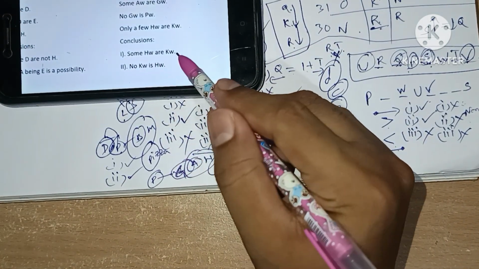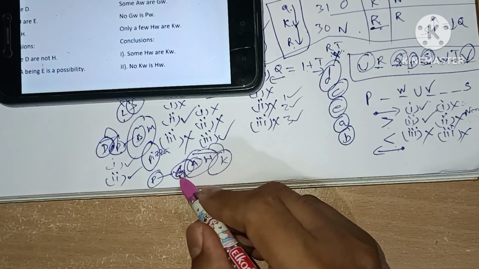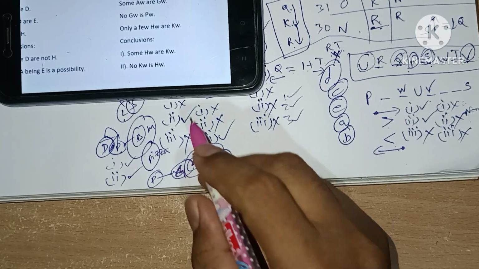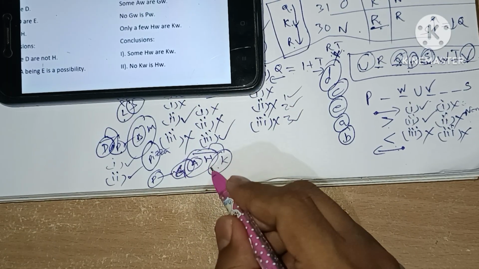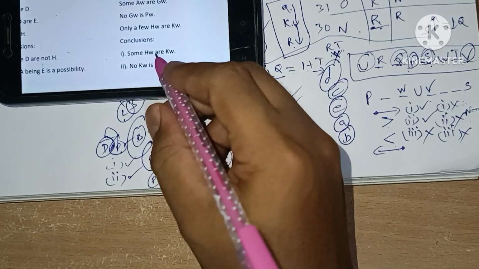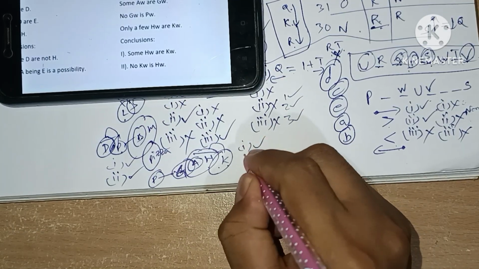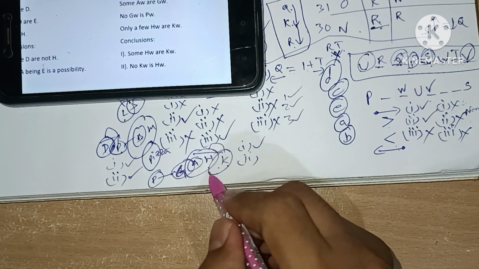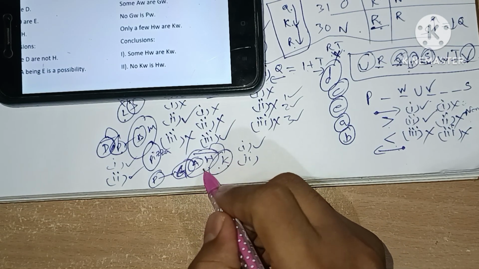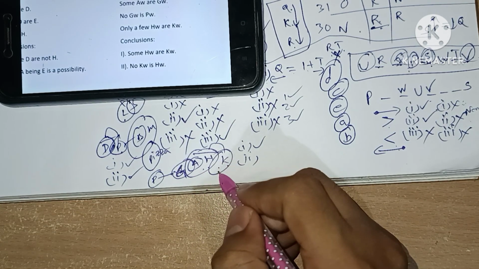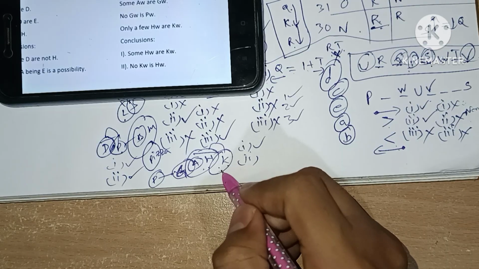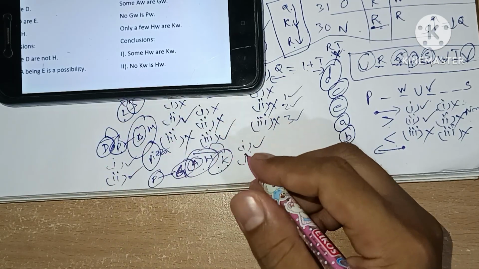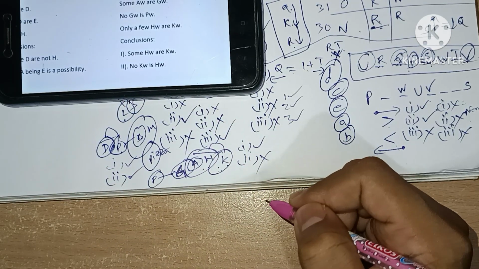Some H are W. Some part of H is sharing with K, and as it is true, the first conclusion is true. Second conclusion, no K is H. Some part of K can share with H, it is already sharing some part, so the some case is possible, which means the no case will be false, so the second conclusion will be false.